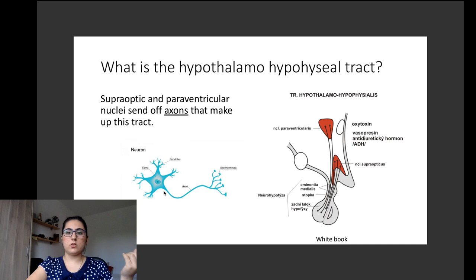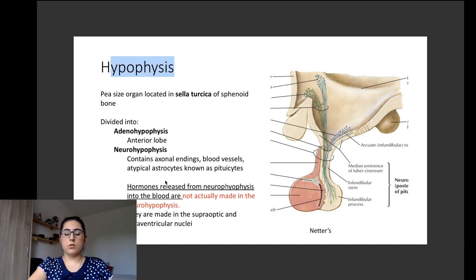And when I say white matter, because my axon is myelinated, and myelin is made of fat, and fat is white. That's why my white matter is made up of axons. And my gray matter is made up of neuron bodies. Okay? Just for you to remember that. So, what do you have to know about neurohypophysis?